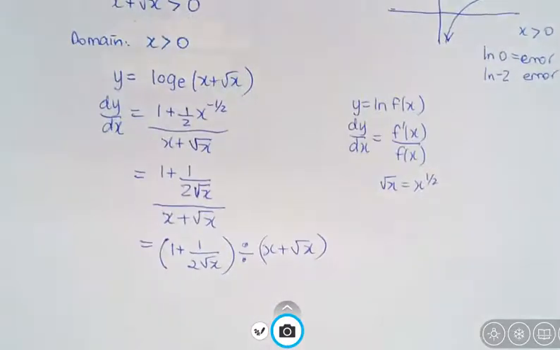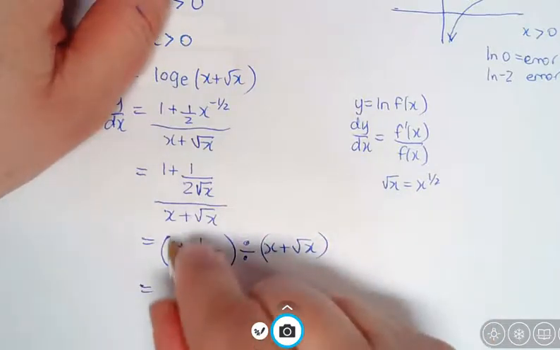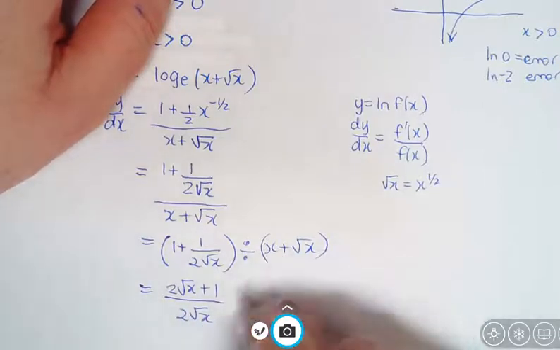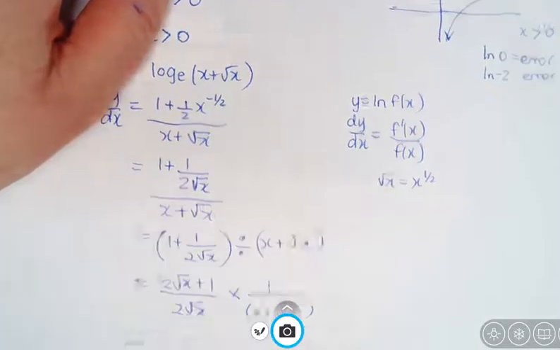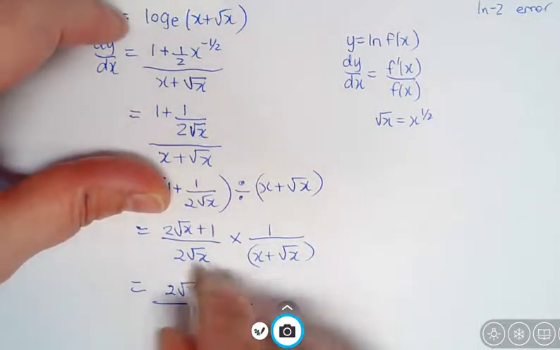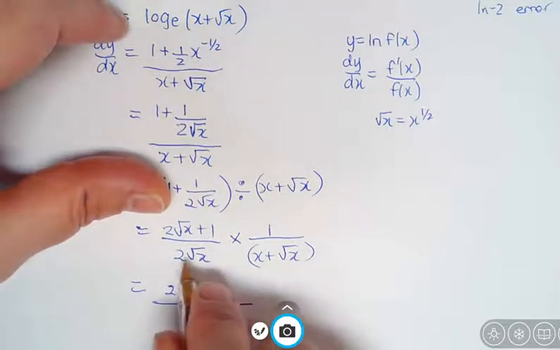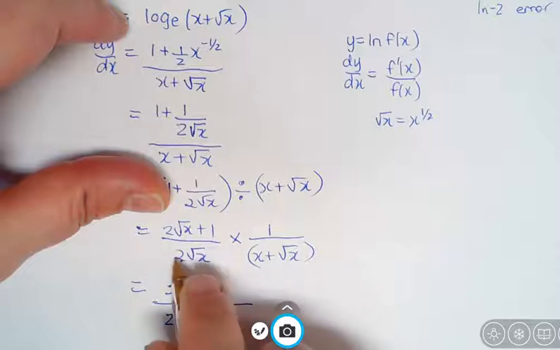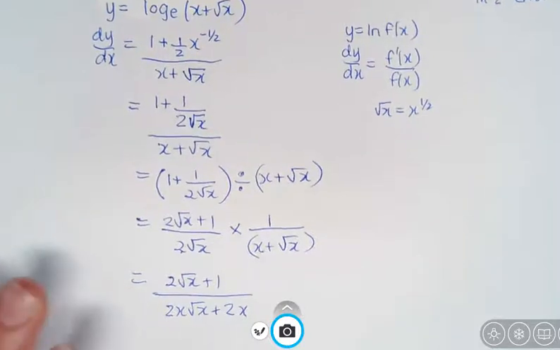I've broken the fraction up because we don't want fractions within fractions. So I'll make a common denominator here: 2 root x plus 1 all over 2 root x. Now, instead of dividing by x plus root x, I'll times by 1 over that. On my numerator I've got 2 root x plus 1, over, multiplying out the denominator, 2 root x times x, which is 2x root x, plus 2 root x times root x, which is 2x. We can just leave it like that.